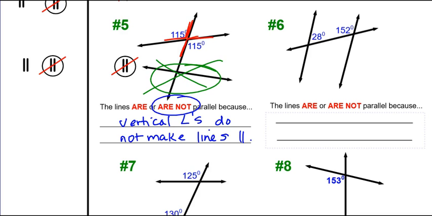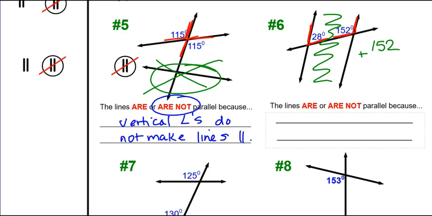Then we look at question 6, always tracing those angles right there. And I notice that both of those angles are in the middle. They are both interior angles. And I know that those guys, because they're both on the same side of the transversal, have to add up to 180 degrees. I do need to check that out.